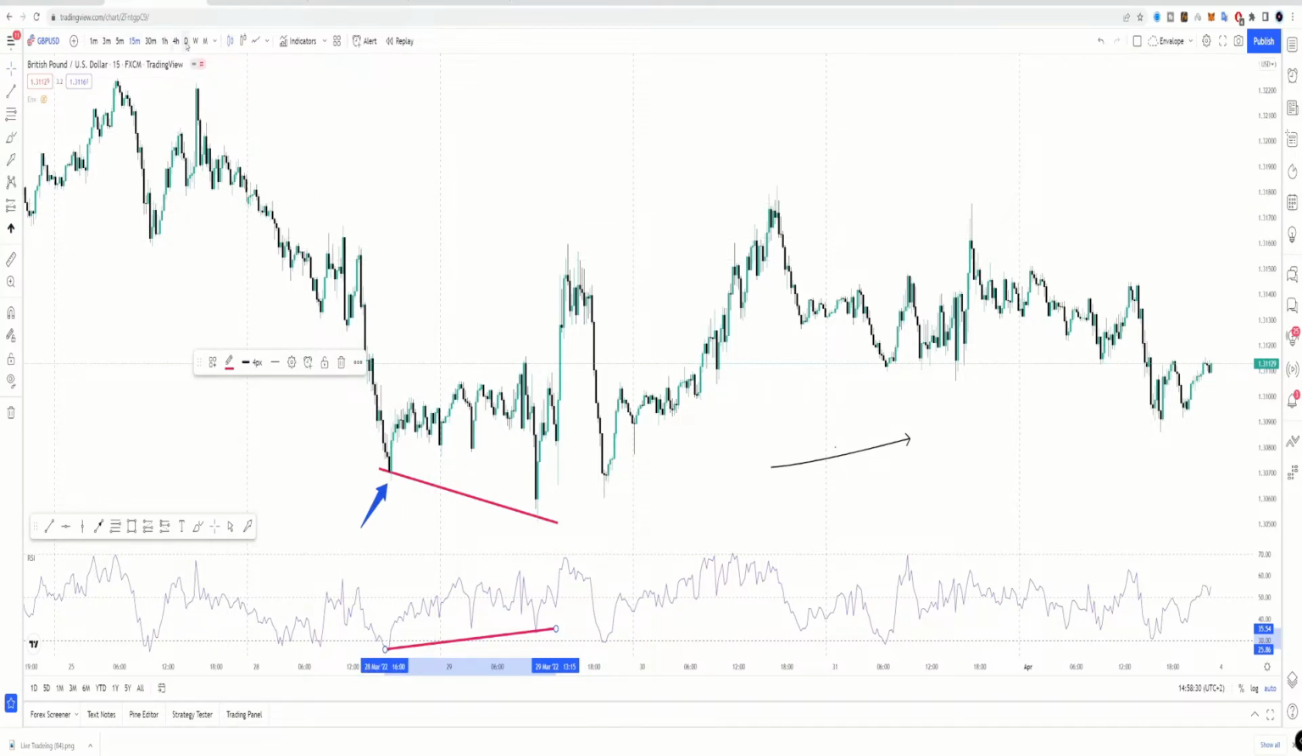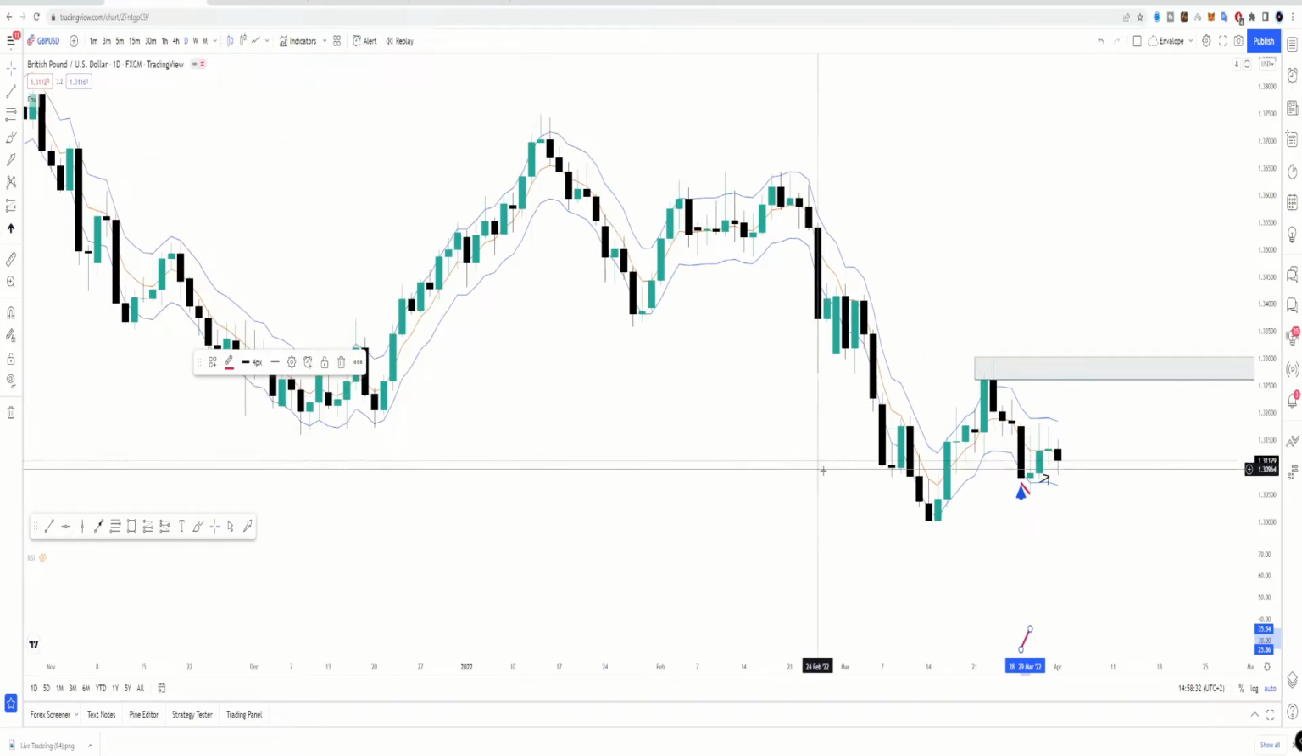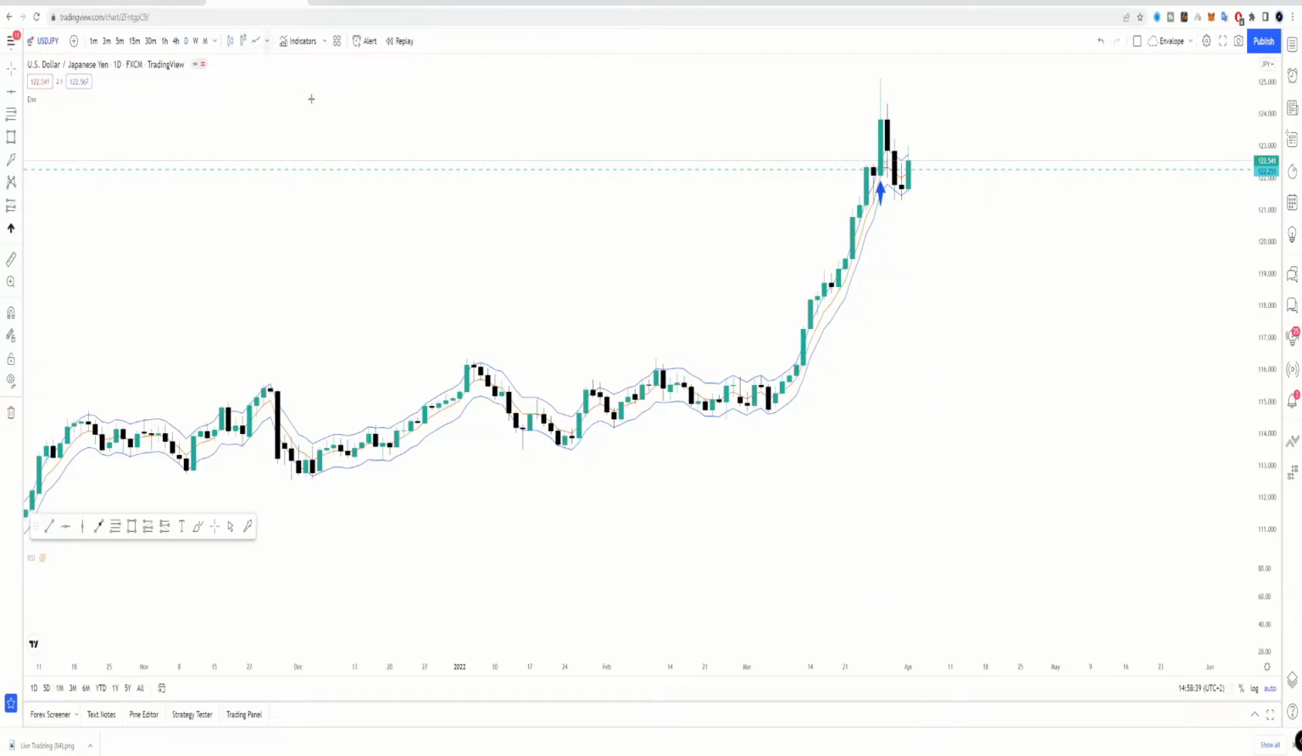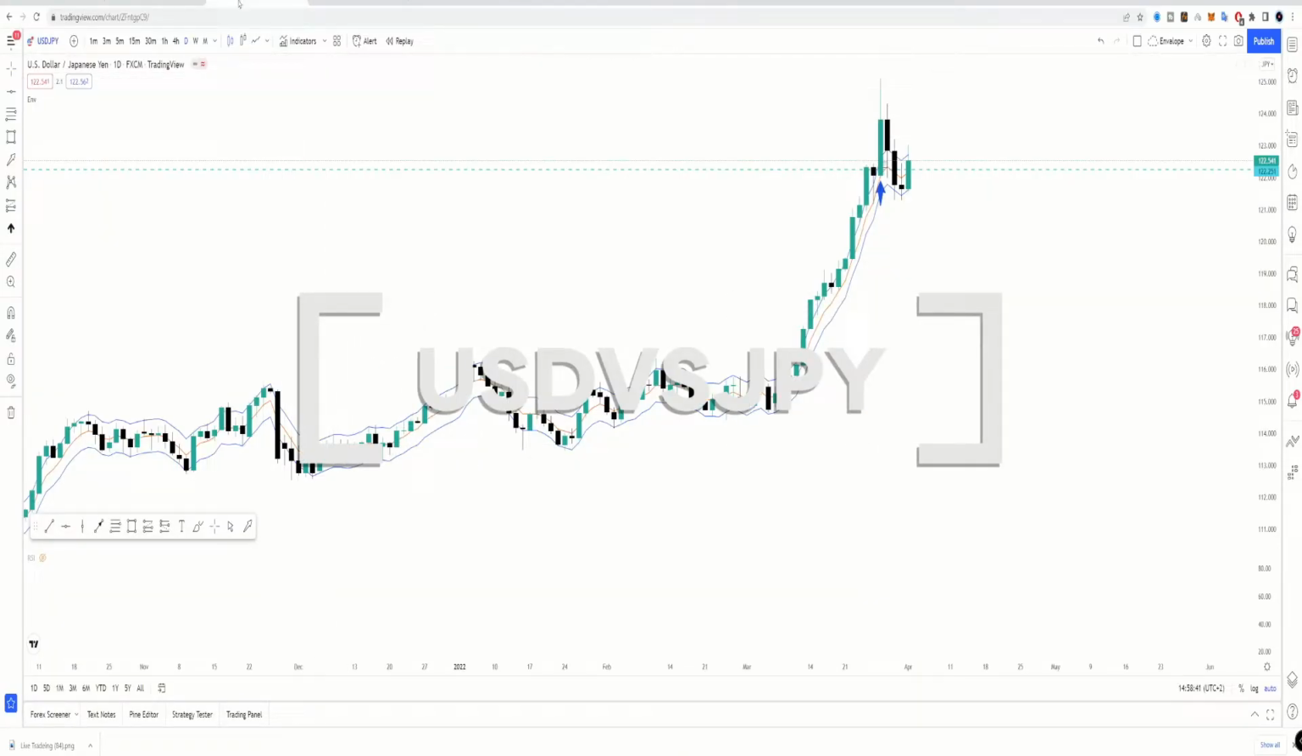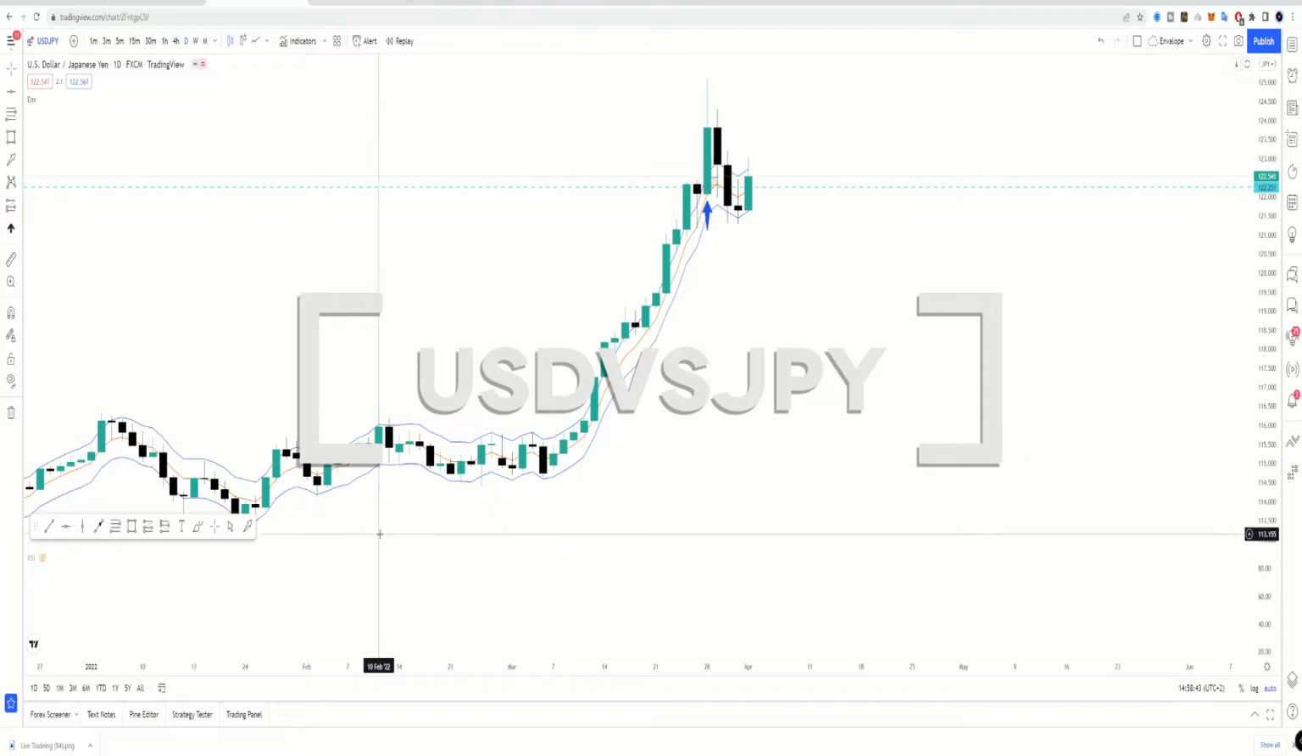So back onto the daily. What I was looking for was prices to go all the way up here into this area up here. And then what we have here is the dollar versus the yen.